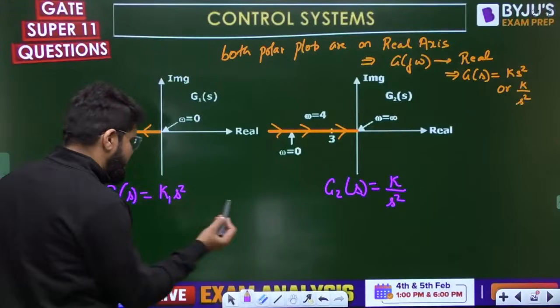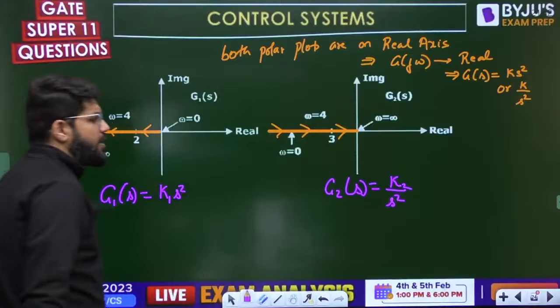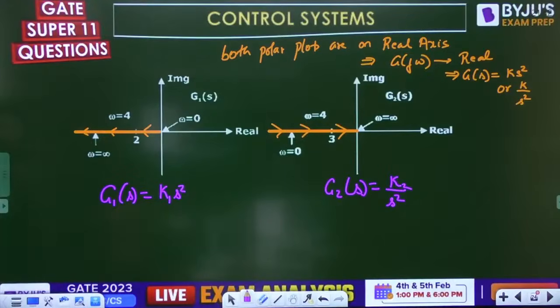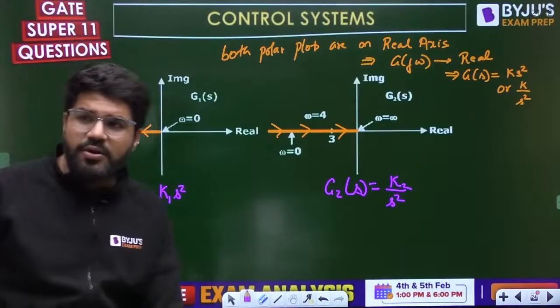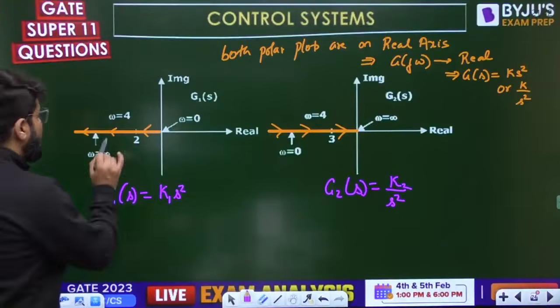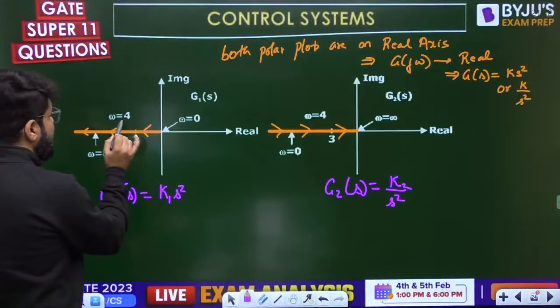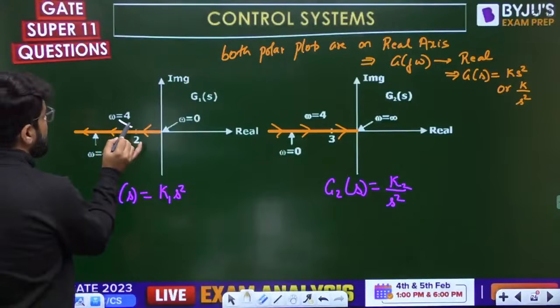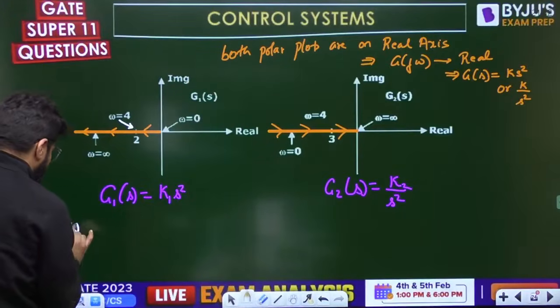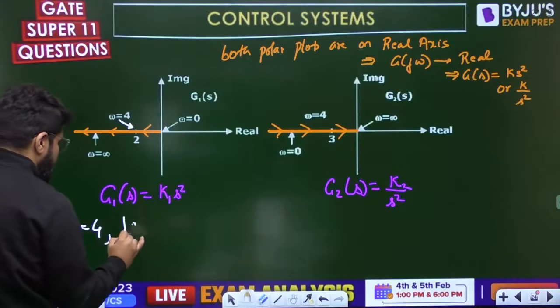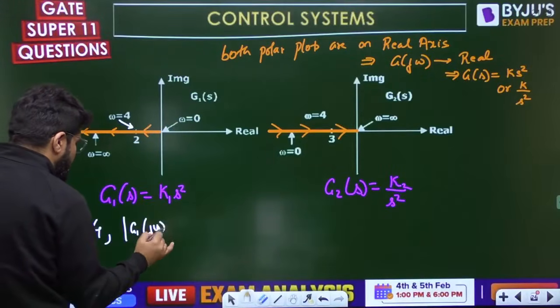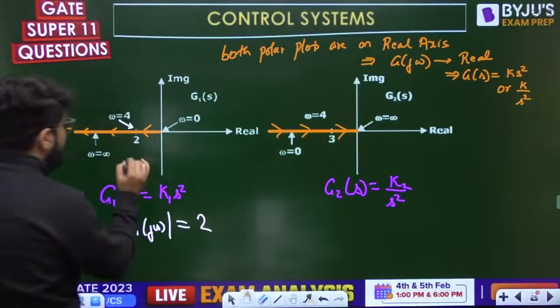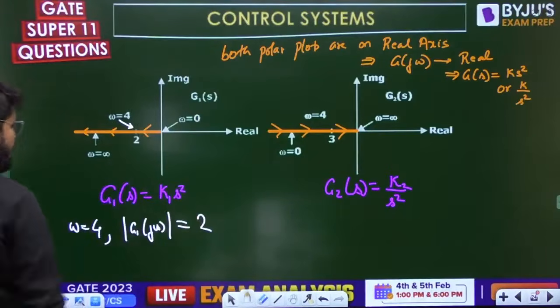Next, it's not necessarily the same k, so let's write k1 and k2: k1/s² and k2/s². So how to get k1 and k2? For that, some intermediate point is given to you. At omega equal to 4, the magnitude, the distance from the origin, should be 2. That is, mod of G1(jω) should be 2.